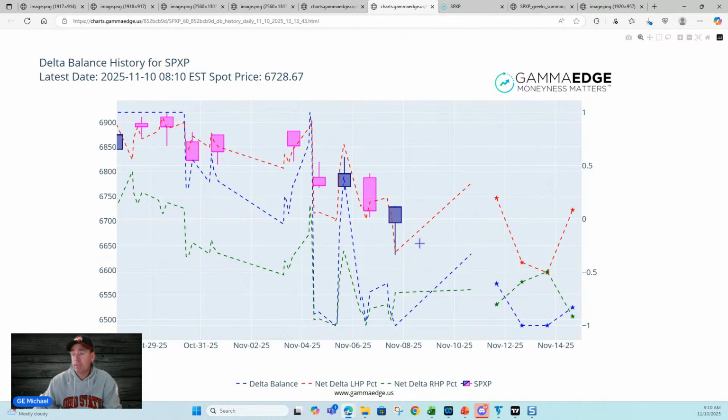We separate this in a left-hand plane, which is below spot price. That would be the red dotted line, and the right-hand plane, which is the green dotted line, and then our delta balance is the aggregate. Again, key takeaway is the green dotted line needs to be extensively rising in a positive slope above the zero line. That would indicate out of the money call speculation to the upside.